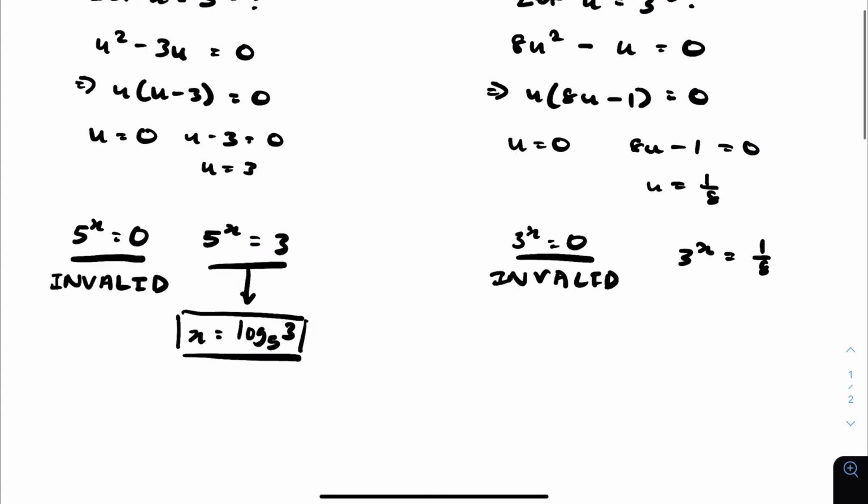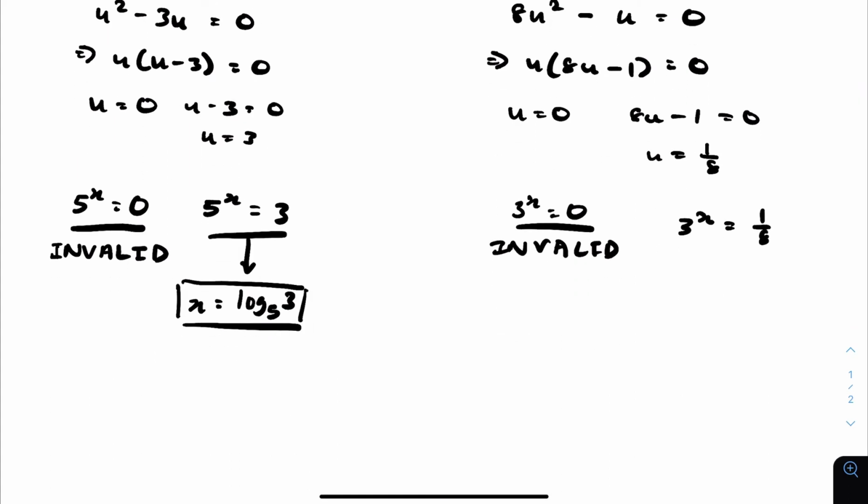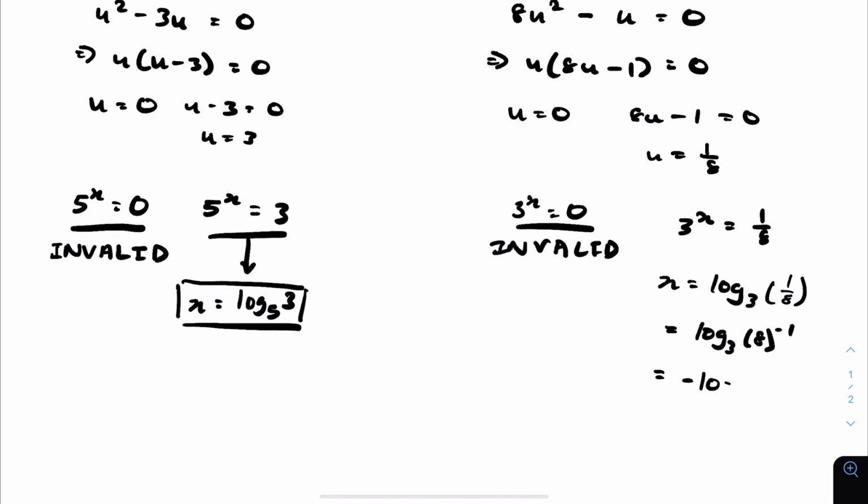So 3 to the power of x is equal to 1 over 8, which means that log base 3, 1 over 8 is our final answer for x. Let me just rewrite that again. So x has to equal log base 3, 1 over 8, which can be simplified further as log base 3, 8 to the power of negative 1, as 1 over 8 is 8 to the power of negative 1, so that means it's negative log base 3, 8.